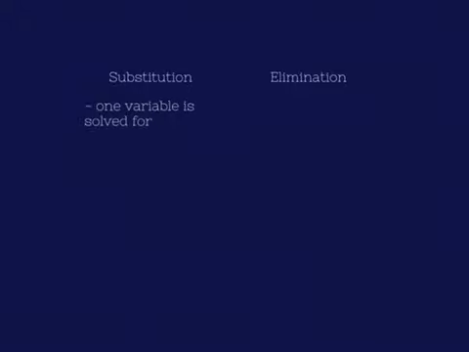If we have a system of equations in which one of the equations has a variable that's already solved for, it would be easiest to use substitution. If we have one equation that has one of the variables with a coefficient of 1, it also might be easiest to use substitution.